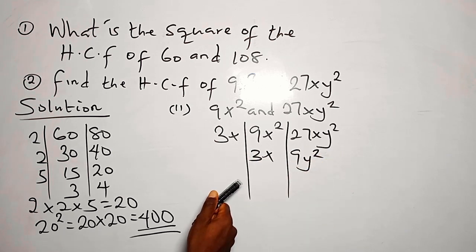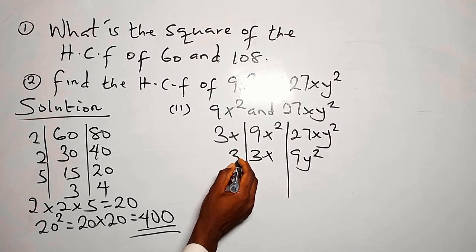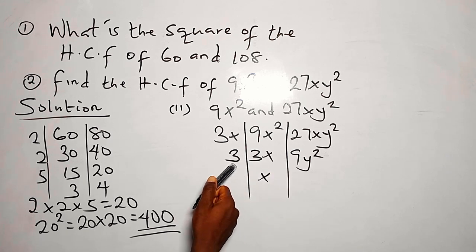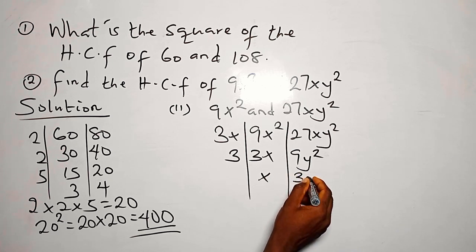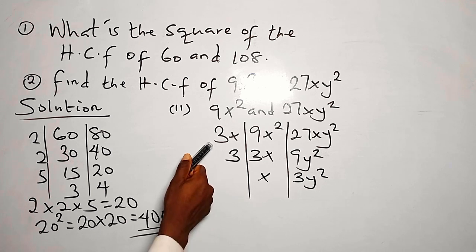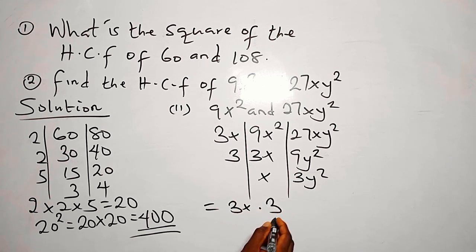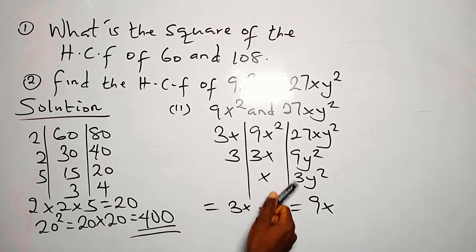So what do we have in common? We can divide this by 3, and we can divide this by 3. So for 3 in 3, we have 1 left. For 3 in 9, we have just 3. So we repeat y squared. So we don't have anything in common. So we multiply these numbers. We have 3x times 3, and that gives us 9x. So that means the highest factor that can divide 9x squared and 27xy squared is 9x.